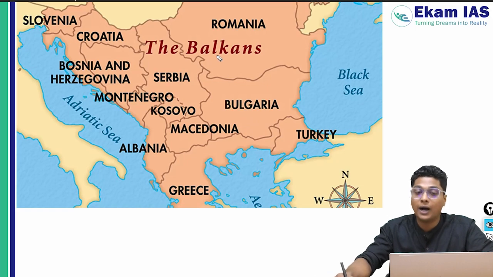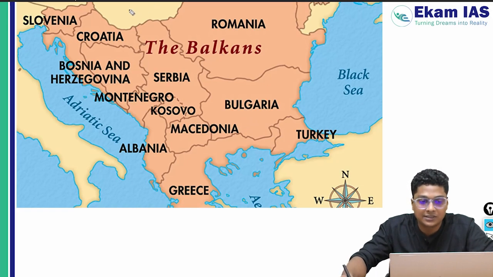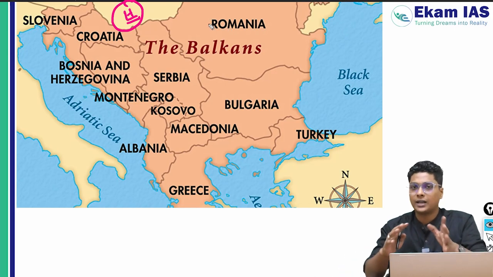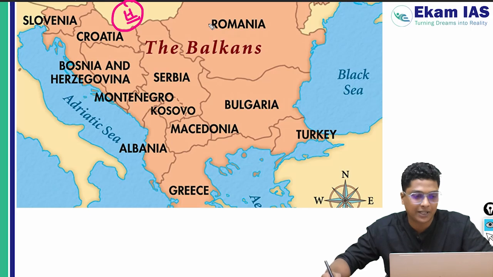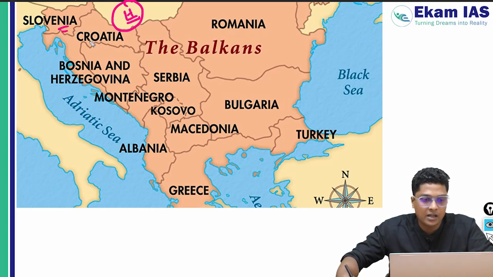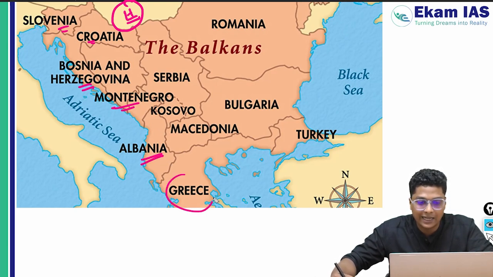Next one, Balkan nations. This is Hungary. Hungary is not part of the Balkan nations. So the Balkan nations entirely, it's not a geographical classification. There's a cultural aspect as well. Starting from Slovenia, Croatia, Bosnia-Herzegovina, Montenegro, then here we have Albania, then Greece, right?